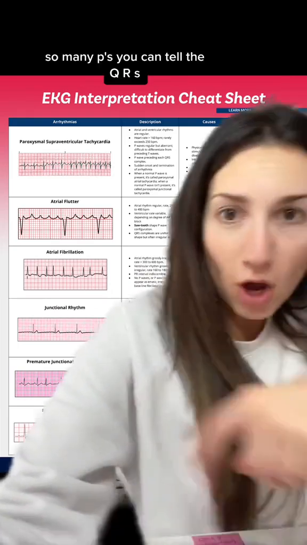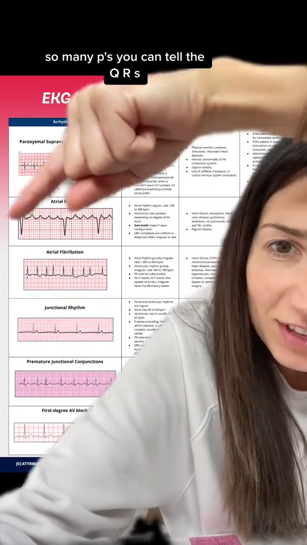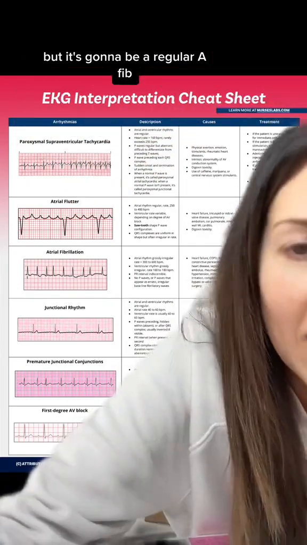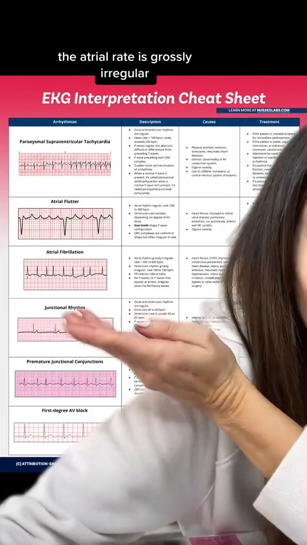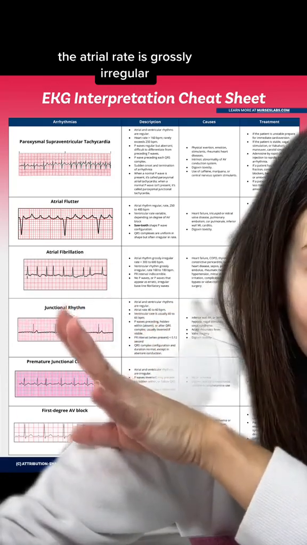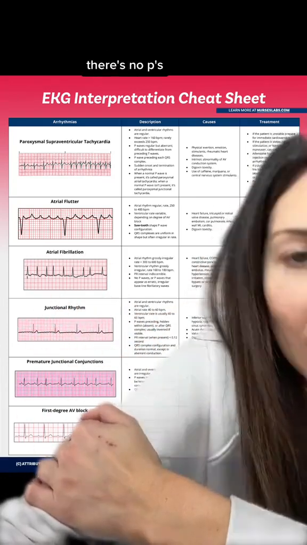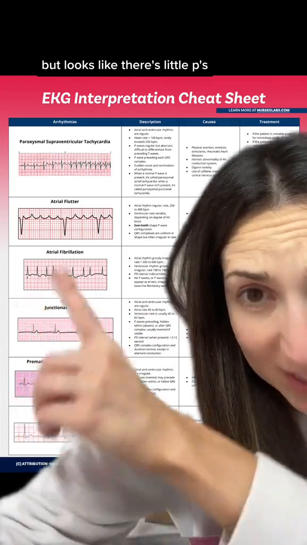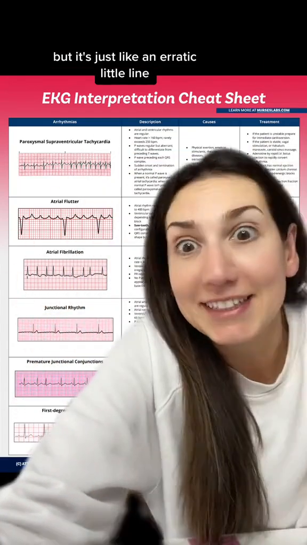A flutter, you're gonna have the little sawtooth. So many P's. You can tell the QRS, but it's going to be irregular. AFib, the atrial rate is grossly irregular. Same with the ventricular rate. There's no P's, but it looks like there's little P's, but it's just like an erratic little line.